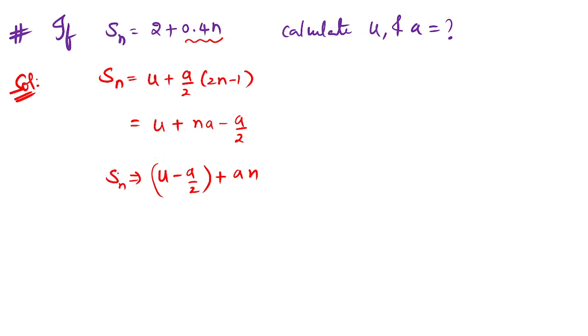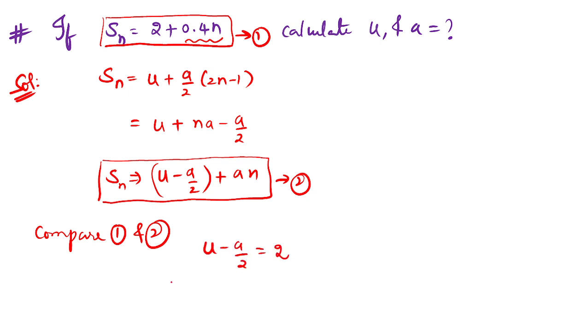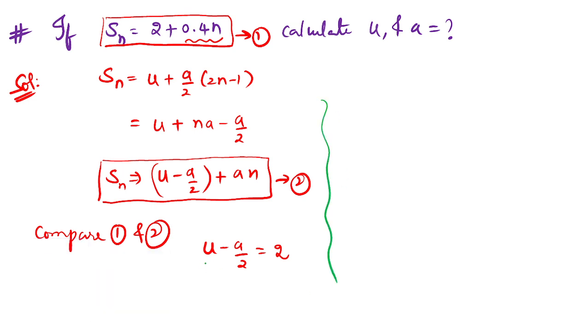Now compare them. This equation and this equation look the same, right? Let's take this as equation 1 and this as equation number 2. Compare them. So u minus a by 2 is equal to 2. Am I correct? Then a is equal to 0.4 meter per second square. Because here it is 0.4 and here it is a, so a is 0.4.